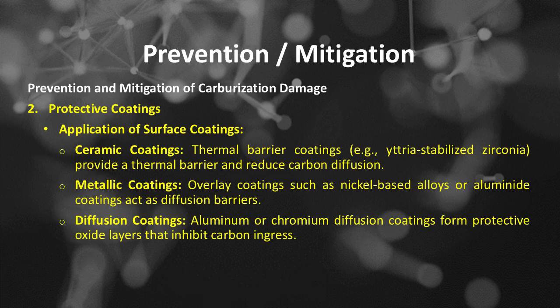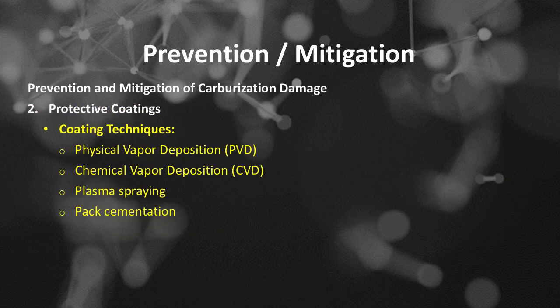Number 2 of prevention and mitigation of carburization damage is protective coatings. Application of surface coatings: ceramic coatings, thermal barrier coatings, e.g., yttria-stabilized zirconia, provide a thermal barrier and reduce carbon diffusion. Metallic overlay coatings such as nickel-based alloys or aluminide coatings act as diffusion barriers. Diffusion coatings, aluminum or chromium diffusion coatings, form protective oxide layers that inhibit carbon ingress. Coating techniques include physical vapor deposition or PVD, chemical vapor deposition or CVD, plasma spraying, and pack cementation.